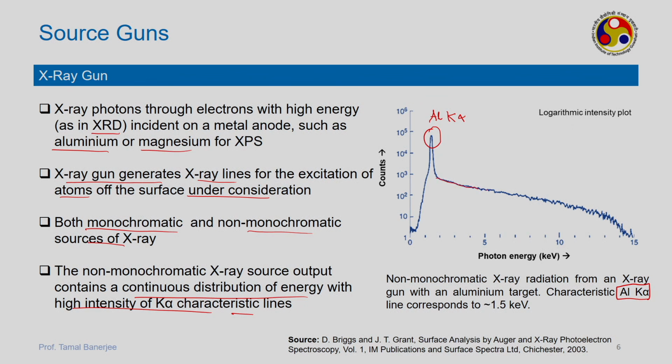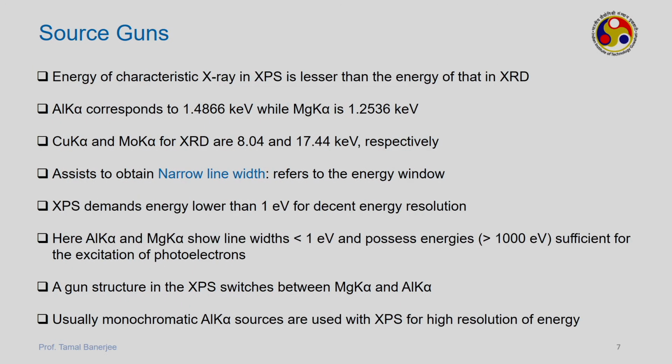After that, there are continuous lines, this is non-monochromatic. So, non-monochromatic lines are also there. But this one is at 1.5 kilo electron volt. So, the characteristic X-ray is of 1.5 kilo electron volt, but you have continuous wavelengths which are occurring here with the corresponding photon energies. So, that is what it says, it can be both monochromatic and non-monochromatic.